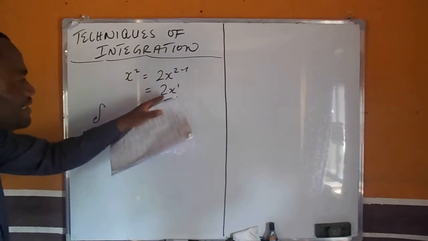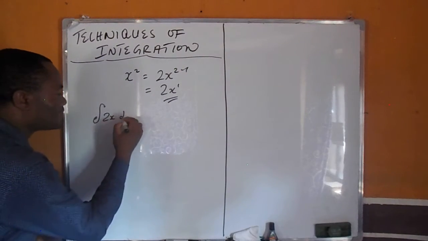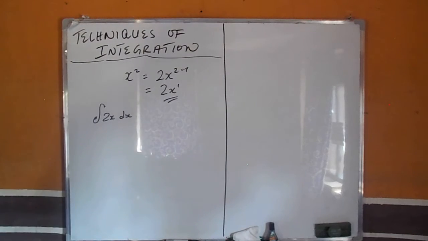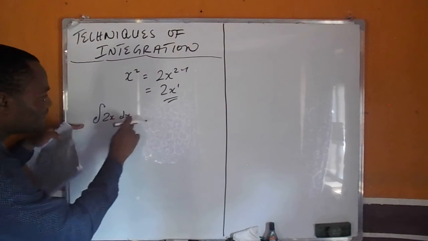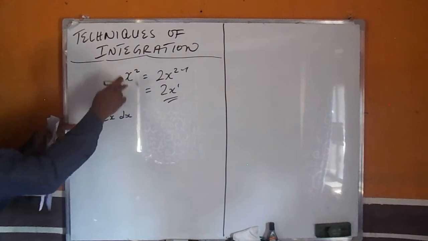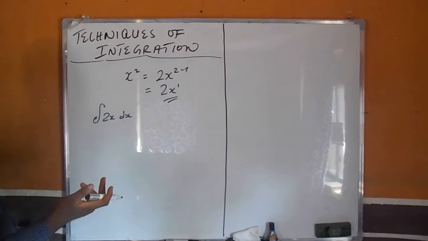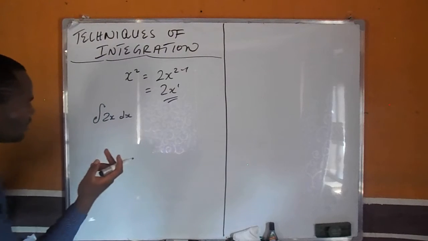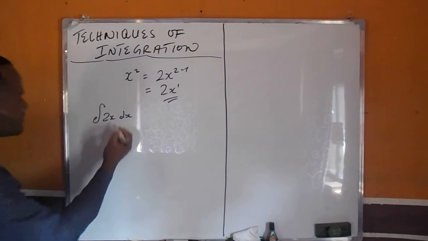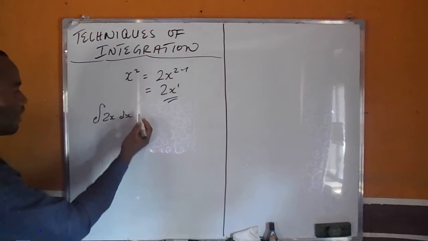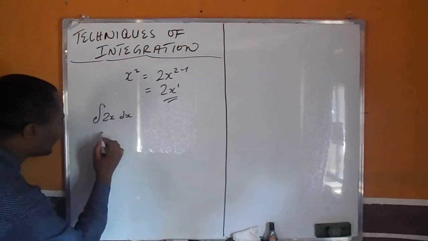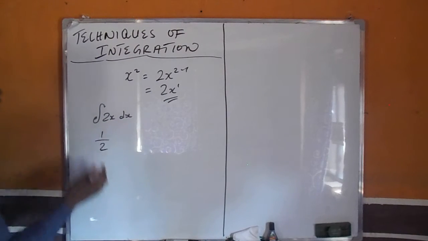If you are to integrate this kind of equation, 2x dx, what will you have? After integrating this, you must get back your differentiation. What is 2x? You want to integrate this. This means that x is raised to power 1. 1 plus 1 will give you 2. You now say 1 all over 2. Then what do you have here?